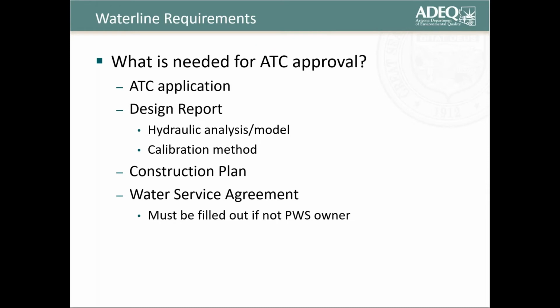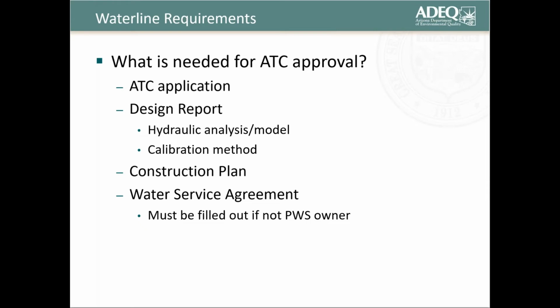So here are the documents needed for a waterline ATC approval. That ATC application completely filled out, and a design report that includes the hydraulic analysis and model. We look for the different demand flow scenarios, such as average daily demand, peak daily demand, maximum daily demand, and then also fire flow with peak daily demand, just to ensure that the water lines are being constructed appropriately and they're meeting the minimum requirement of 20 psi at all demand flows.